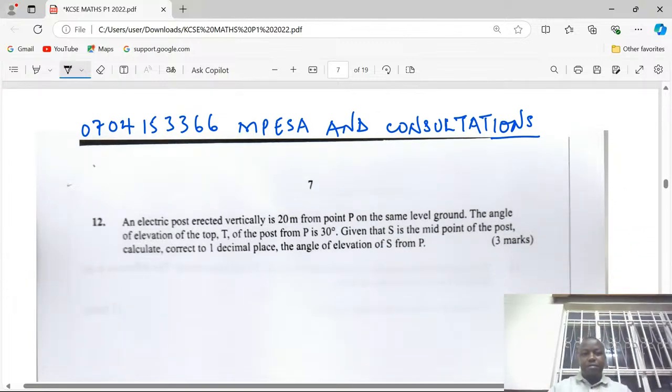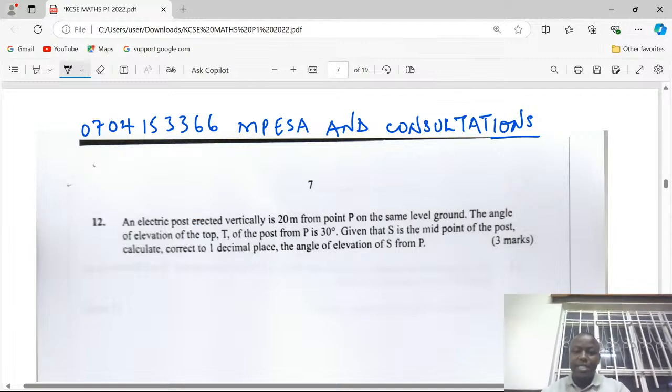Number 12. An electric post erected vertically 20 meters from point P on the same level ground. The angle of elevation of the top T of the post from P is 30 degrees. Then given that S is the midpoint of the post, calculate, correct to 1 decimal place, the angle of elevation of S from P.